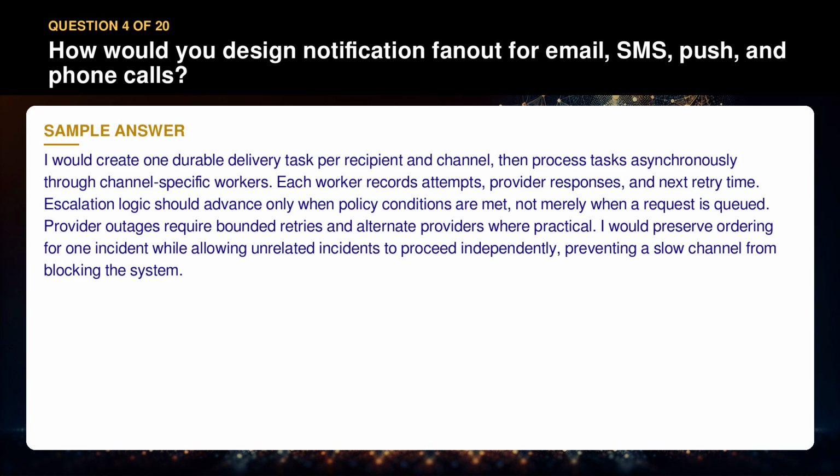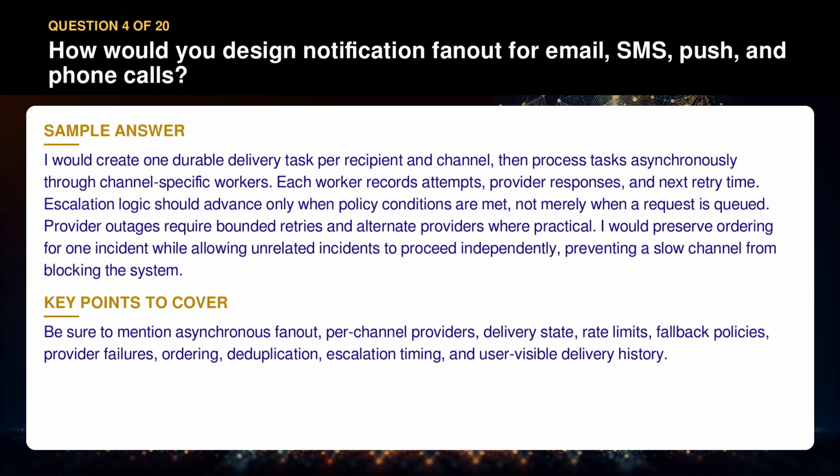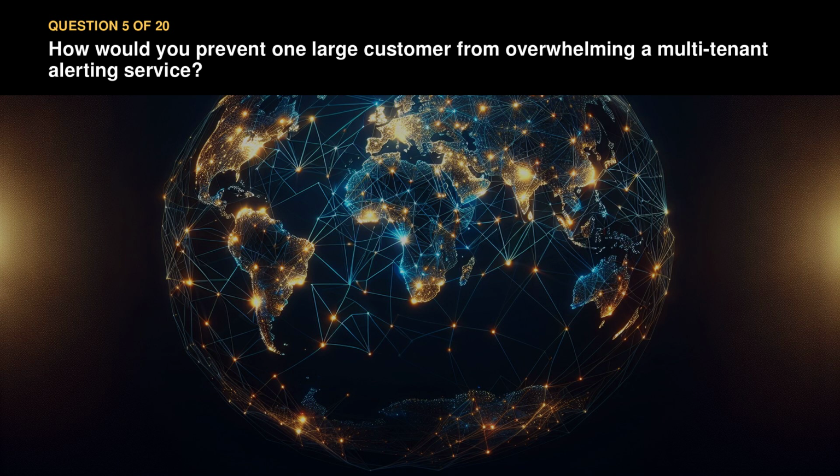Be sure to mention asynchronous fanout for channel providers, delivery state, rate limits, fallback policies, provider failures, ordering, deduplication, escalation timing, and user-visible delivery history. Question 5. How would you prevent one large customer from overwhelming a multi-tenant alerting service?